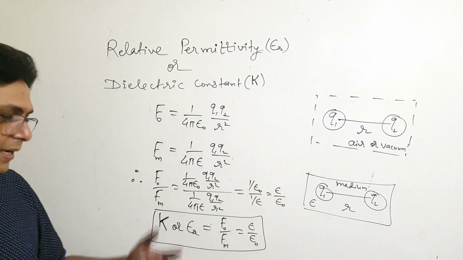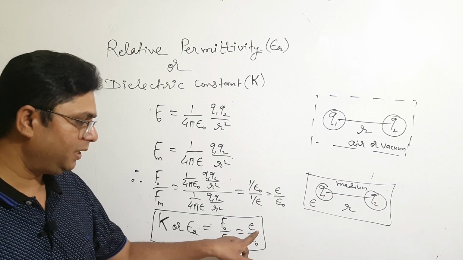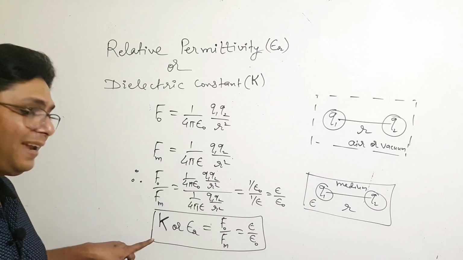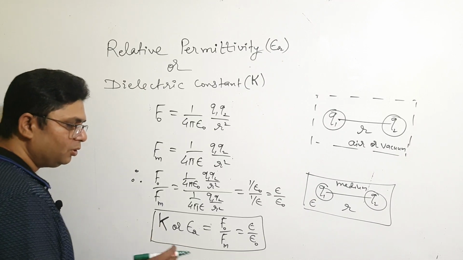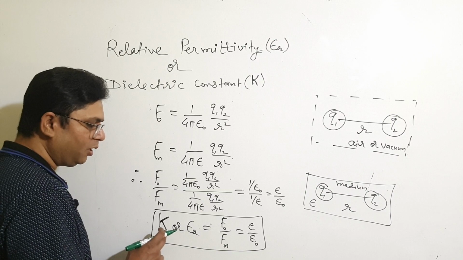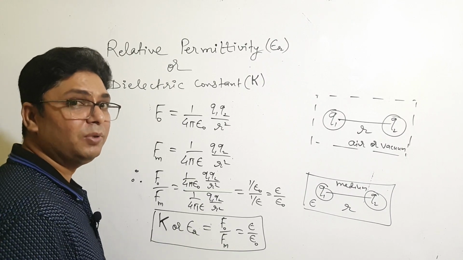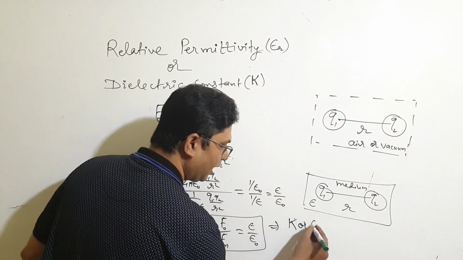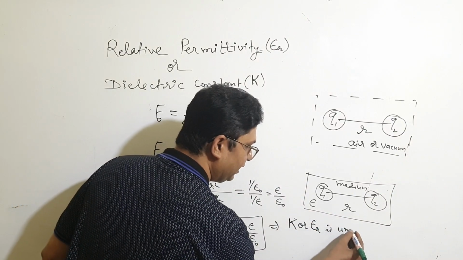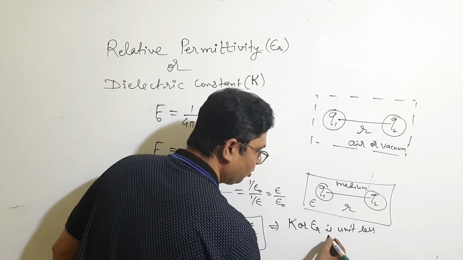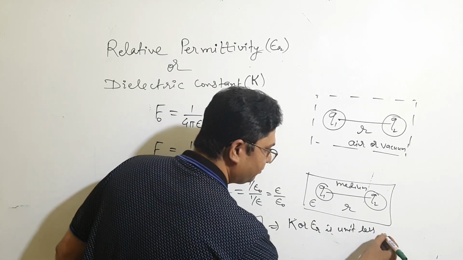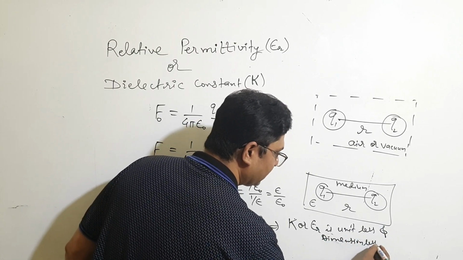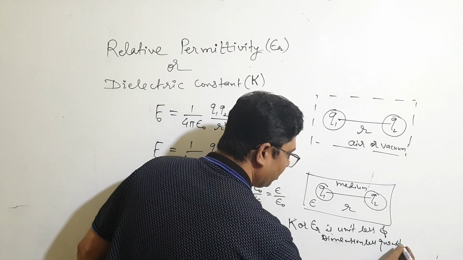Or you can also define it as the ratio of permittivity of medium to the permittivity of vacuum, which is said to be dielectric constant. Since it is the ratio of two forces, K or epsilon r is a unitless and dimensionless quantity. This means that K or epsilon r is unitless and dimensionless quantity.